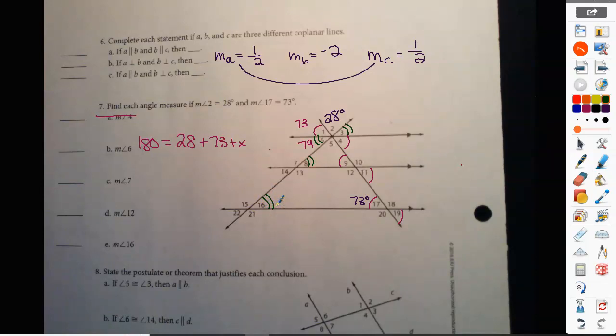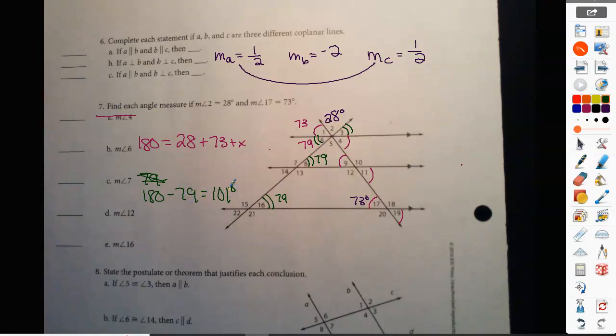Okay. But hey, wait, I don't have a measurement for angle 3. Oh, wait, yes, I do. You said it was 79, right? Yep. So angle 16 is 79. Angle 8 is 79. You just take 180 minus 79, which is 101. So angle 7 is 101.